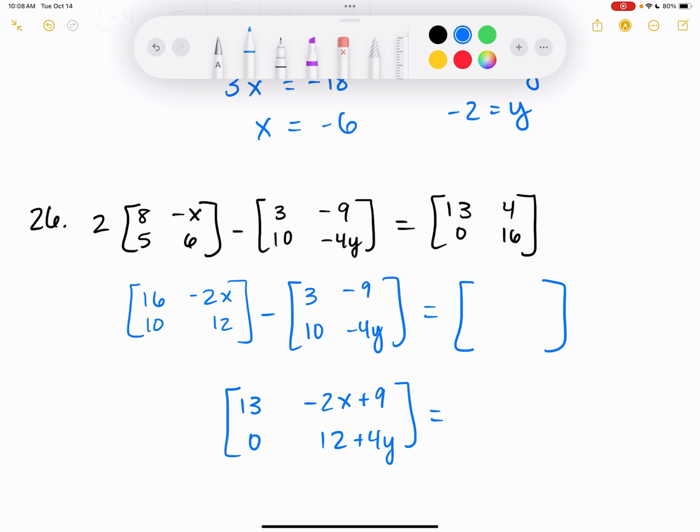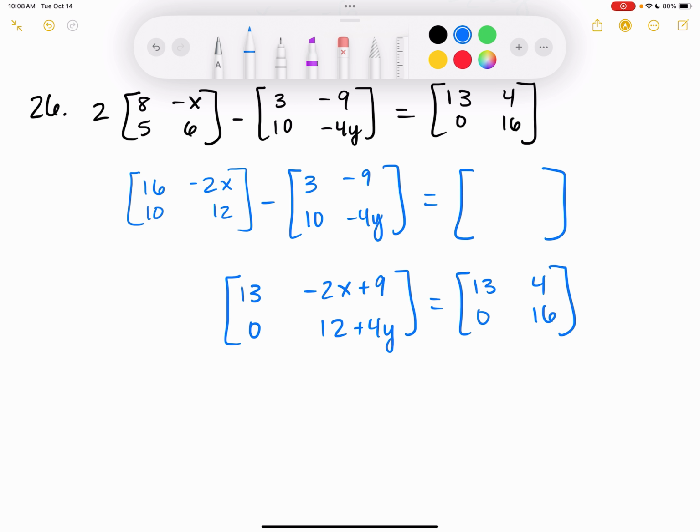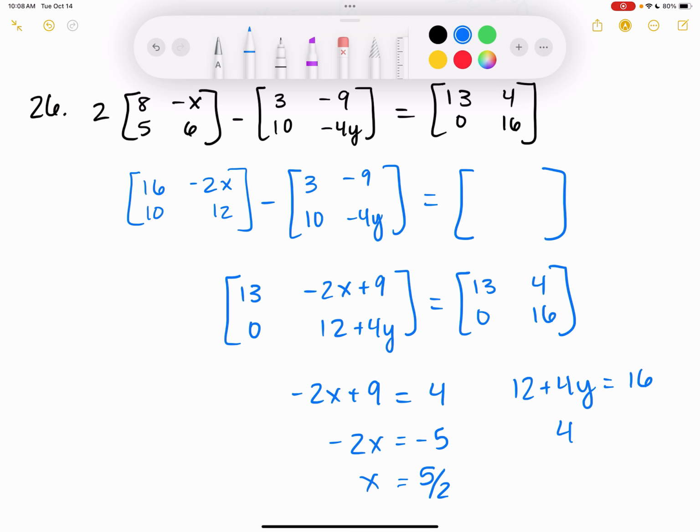And then equals, now I'm going to set them equal to the original matrix. My left column, both of those things are equal, so I know that I at least did that math right, so hopefully I'm right on the other stuff. Then I would have negative 2x plus 9 equals 4, and 12 plus 4y equals 16. Then you solve it. Negative 2x is equal to negative 5, so x is equal to 5 halves. And then 4y equals 4, so y equals 1.